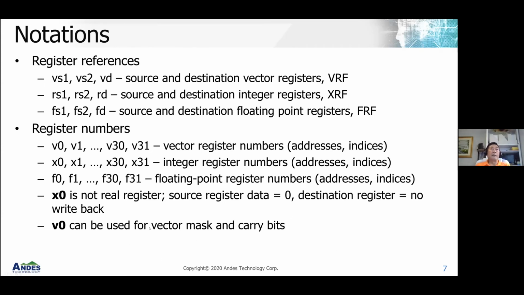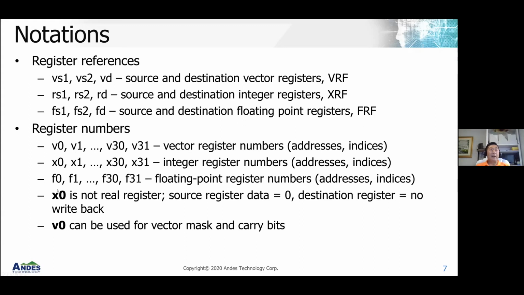So for the vector, you would have VS, all the rest would start with the V. And for scalar, it will be R, and then for floating point, it will be F. So these are source, and this is the destination. And the rest of the number, again, it will be V0 to V31. For the scalar, it will be X0 to X31, and then you have F for floating point.